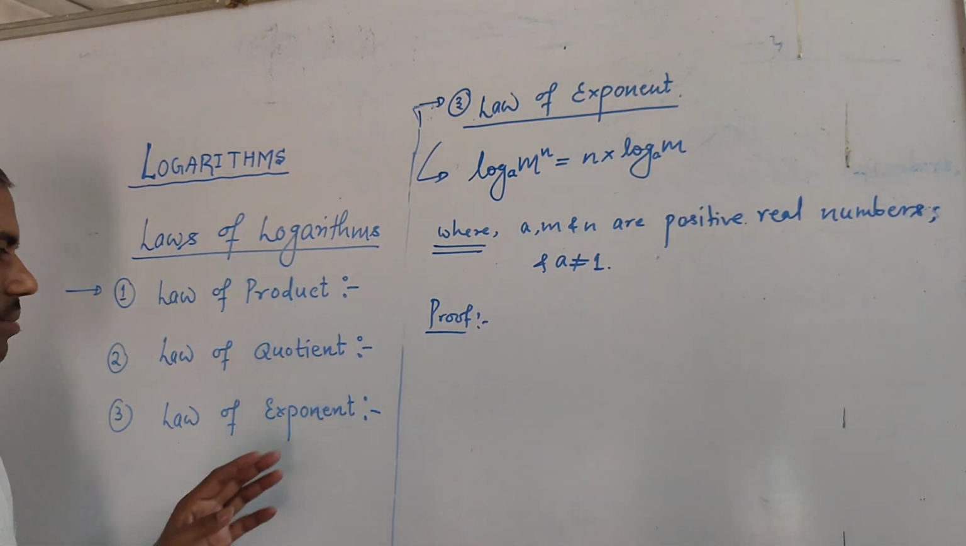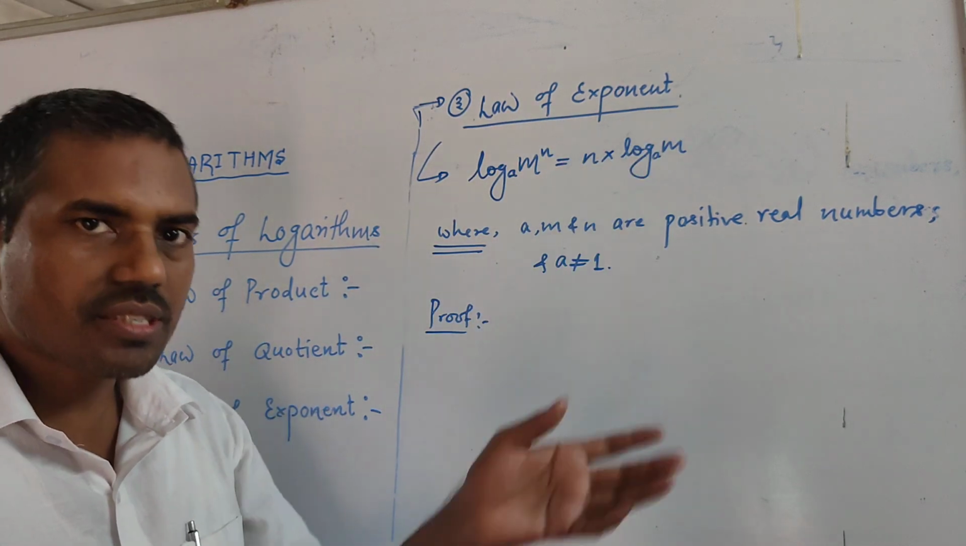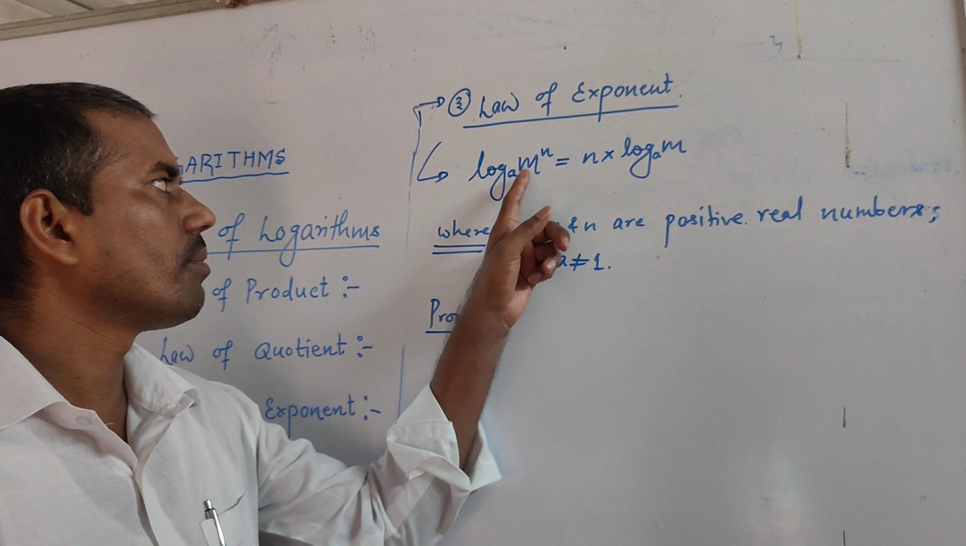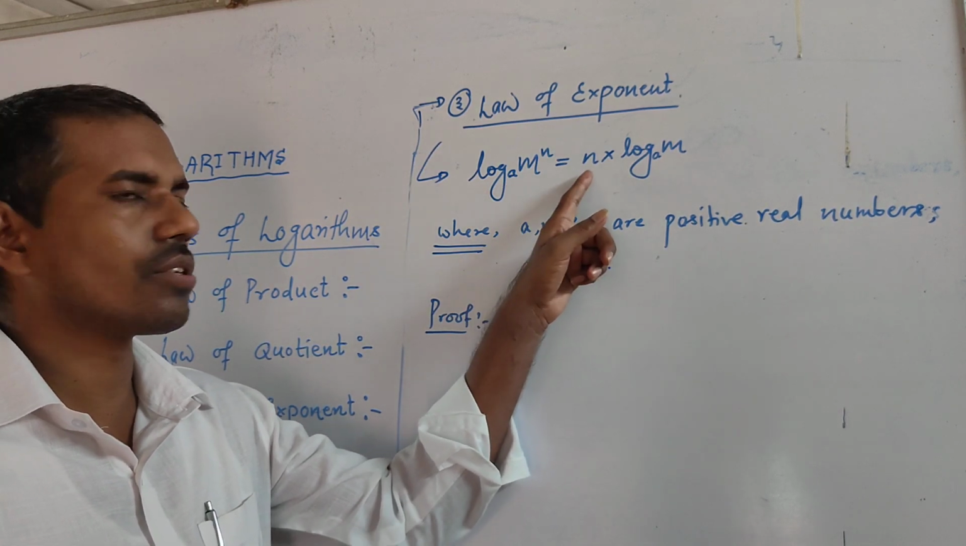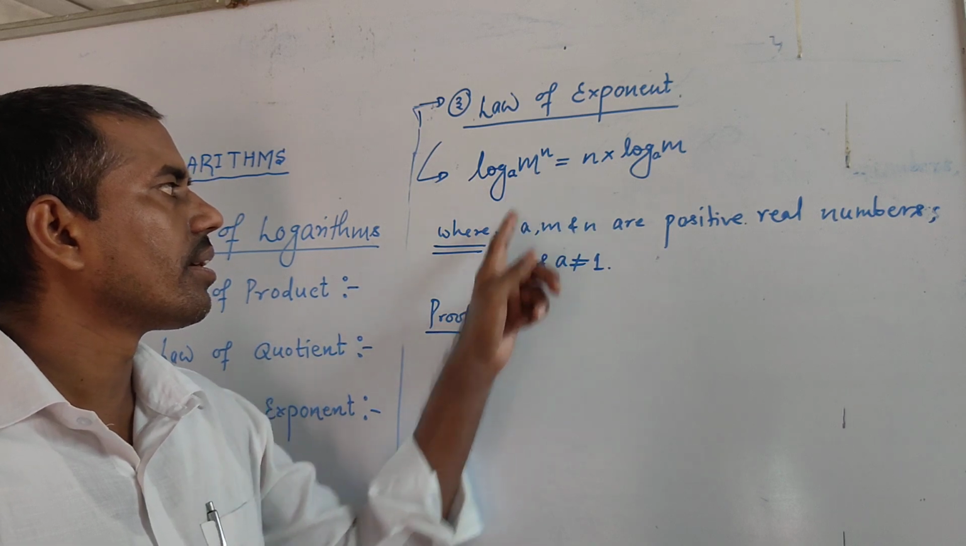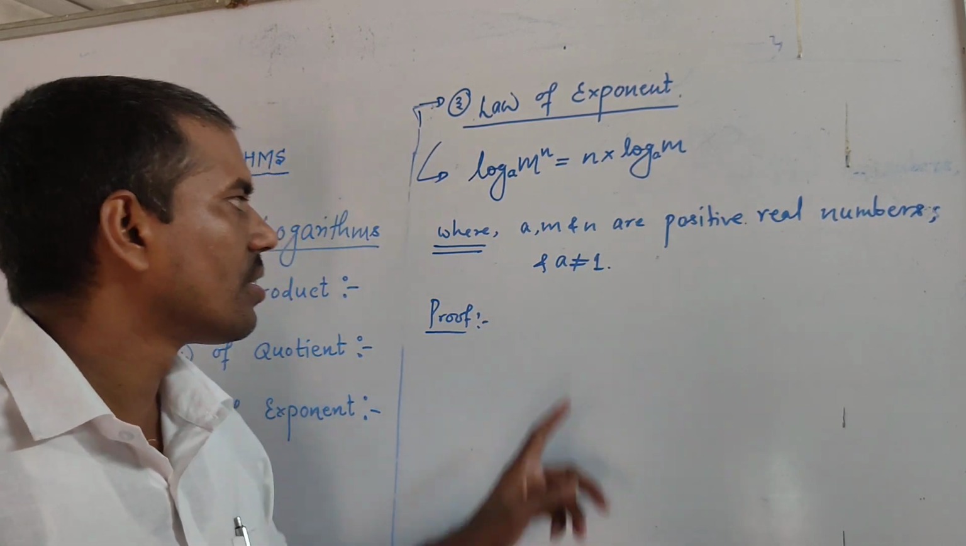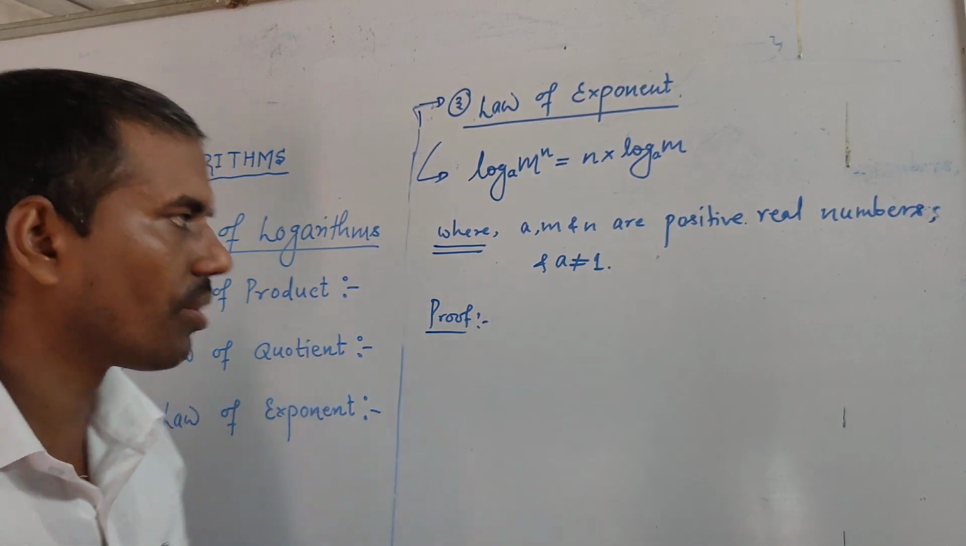The next law of logarithm is the law of exponent. The law of exponent states that log of m to the power n to the base a is equal to n into log of m to the base a, where the numbers a, m, n are positive real numbers such that a is not equal to 1.